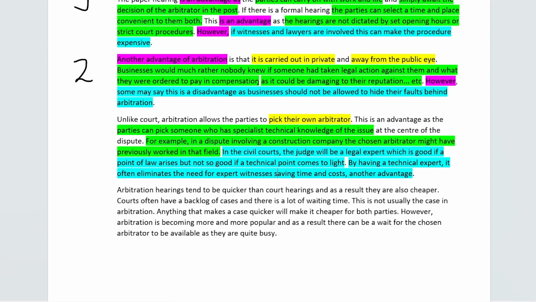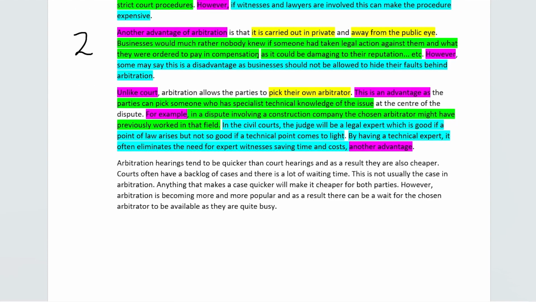Another advantage, which is a keyword. This is an advantage, another keyword, going straight to the point. And then, for example, this allows him to introduce an example which would further develop his point. And this is a very good way of further developing your point. I'd say this one is definitely worth 3 marks.